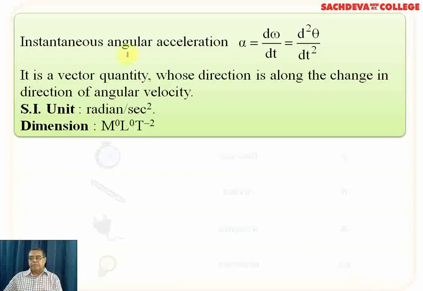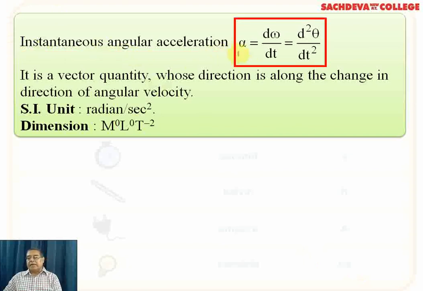Now, instantaneous angular acceleration is given by alpha, that is d omega over dt, where omega is the angular velocity. So the rate of change of angular velocity is called the instantaneous angular acceleration. In the form of calculus, it is written as d square theta over dt square, that is the double derivative of theta with respect to time.